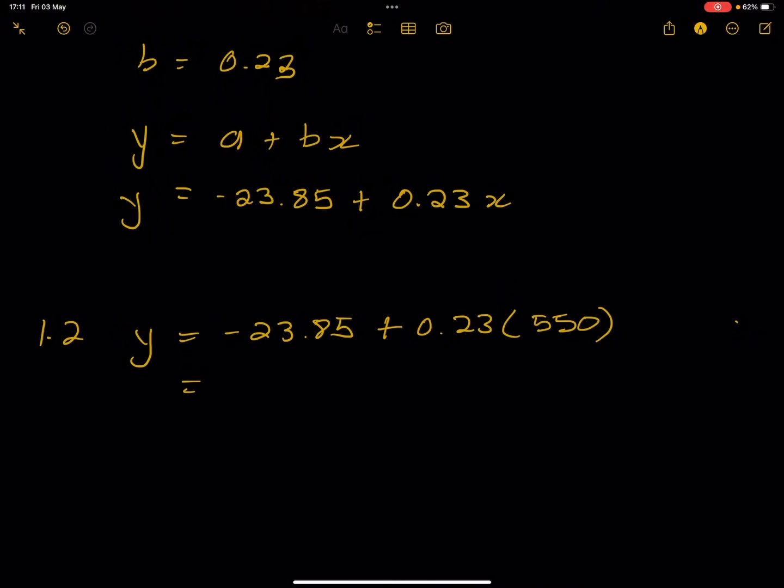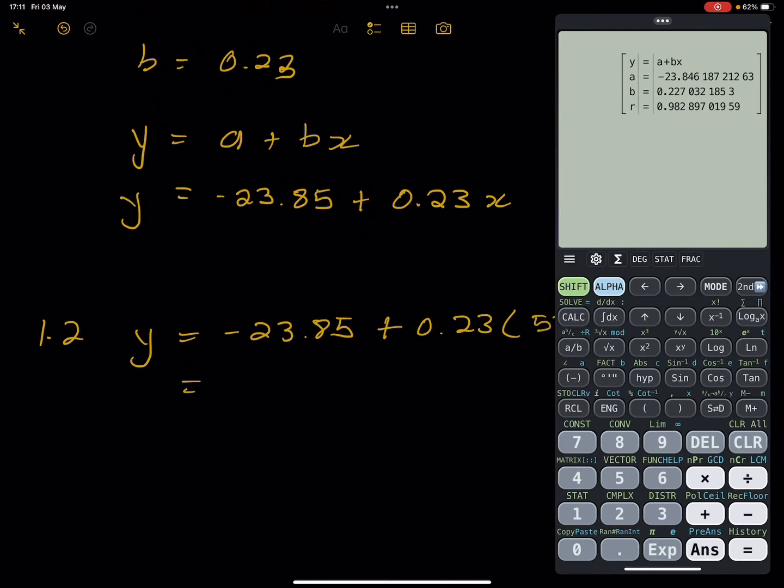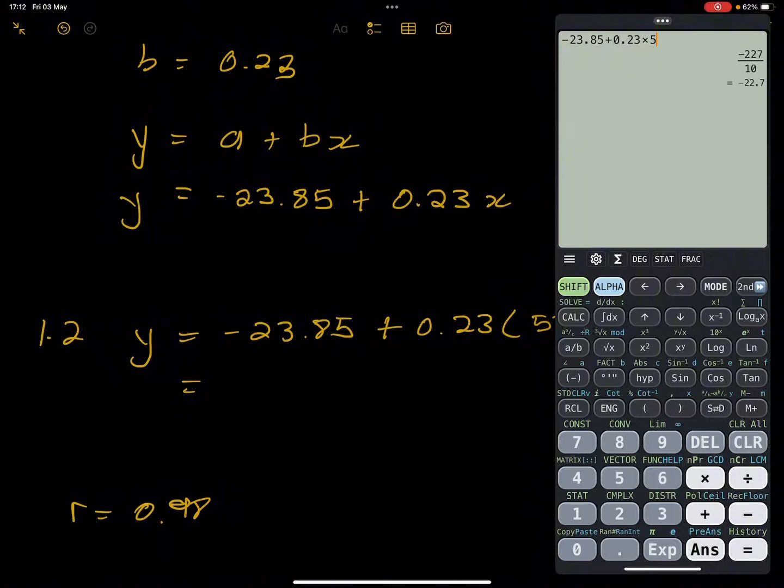All right, so let's calculate that quickly. And I'm going to come back to my r value. In fact, I might as well just write it down. So my r value is 0.98. Right, so now in this case I've got my calculation there. That's negative 23.85 plus 0.23 times 550.